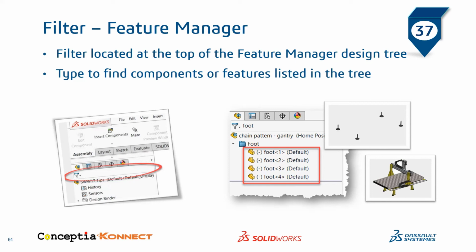Filter option is located at the top of the Feature Manager design tree. Type to find components or features listed in the tree with its name. So as you type for foot, it will display all the names which are related to it.